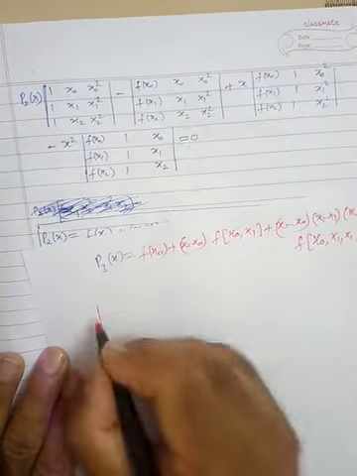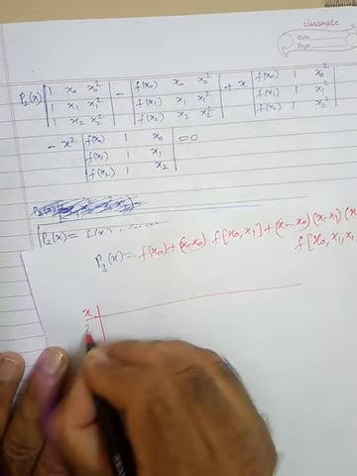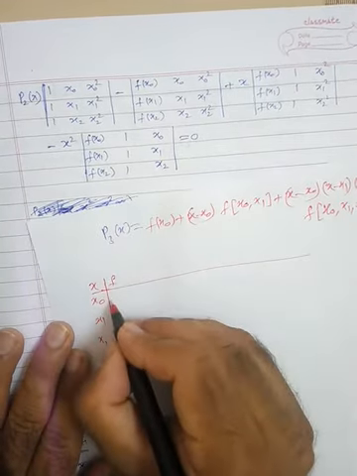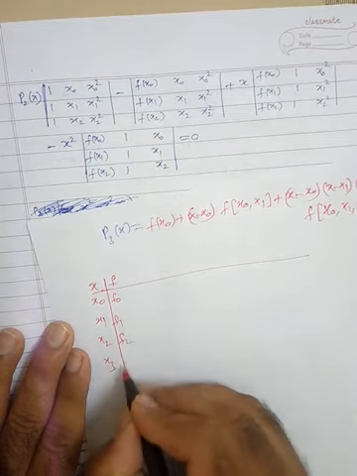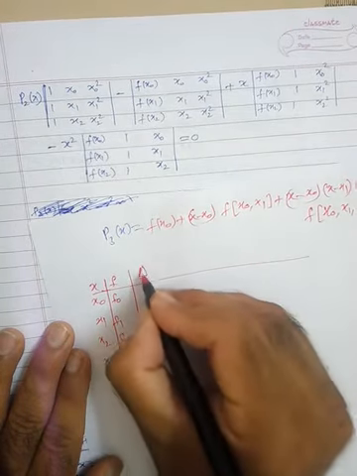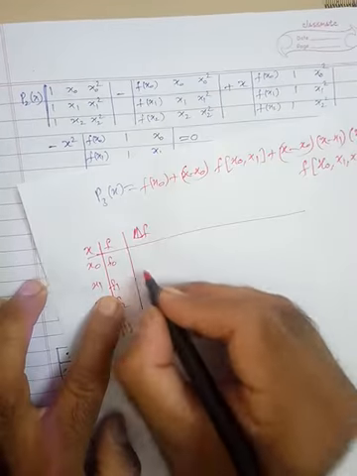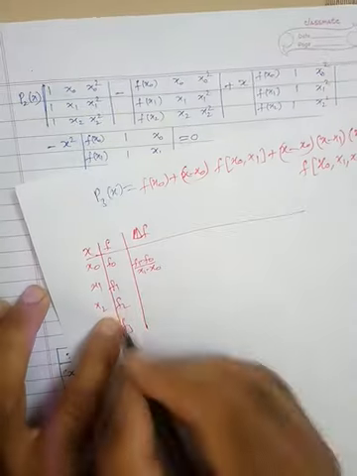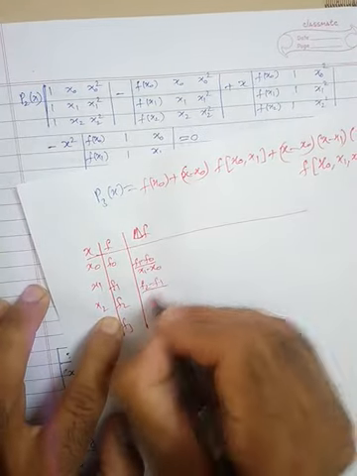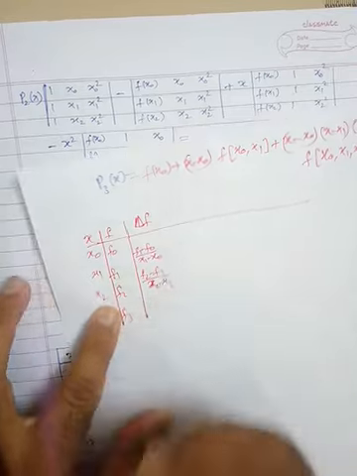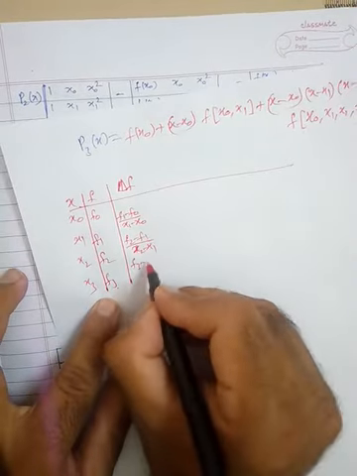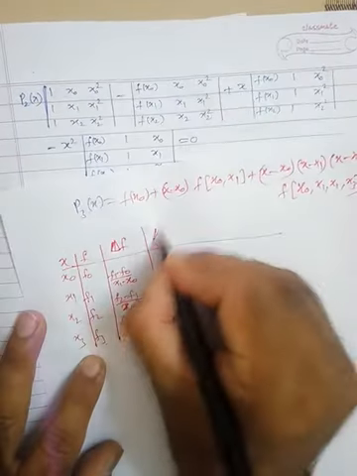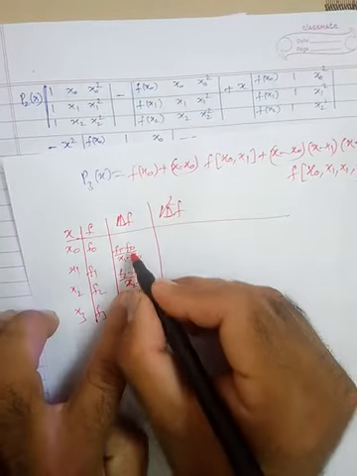And they are nothing but, according to the table, here will be x: x naught, x1, x2, x3. f is f naught, f1, f2, f3. Then the first order difference: this minus this, f1 minus f naught divided by x1 minus x naught. This difference will be f2 minus f1 divided by x2 minus x1. Then this difference will be f3 minus f2 divided by x3 minus x2. Then the second order difference will be this difference minus this difference.